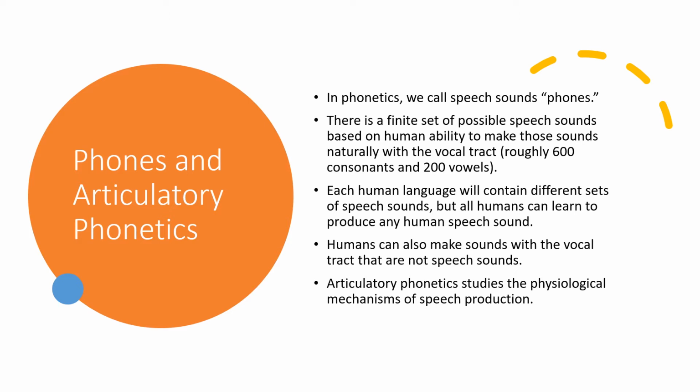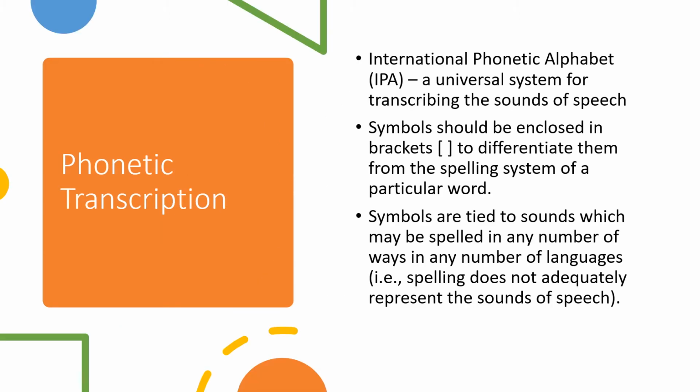Articulatory phonetics is what we're working on here, and articulatory means how we articulate, how we make these sounds. And that is the physiological mechanisms of speech production. Our physiology allows us to produce these sounds, and we can connect them to particular sounds in our languages. So what we're interested in here is phonetic transcription. We'll use IPA in this class. It's the most widely used phonetic alphabet for linguistics, and it attempts to be a universal system for transcribing the sounds of speech. Remember that symbols in IPA should be placed in brackets to differentiate them from the spelling system of a particular word.